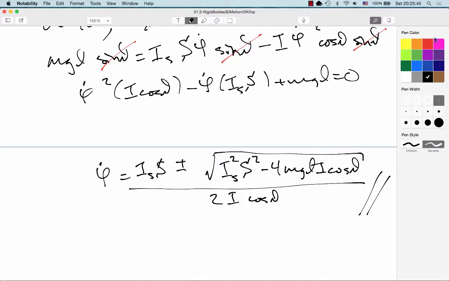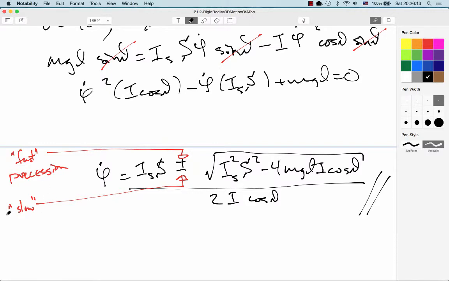Now, there are two branches to this, so we call the upper one fast precession, and the lower branch gets called slow precession. And which root is the one you want depends on the initial conditions, although it usually turns out that it's going to be slow precession.